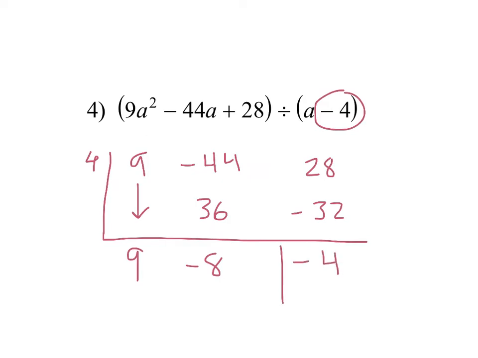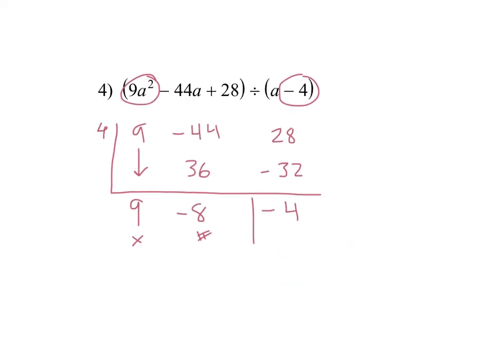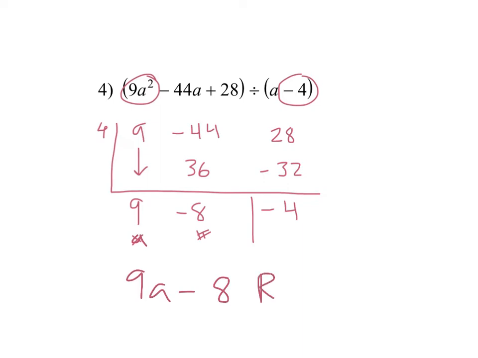So our last number is the remainder. This one's our number, and then this one's our x. So since we started with a squared, our answer is just going to be a. So it's going to be one less than what we started with. So we have 9a minus 8, remainder of -4.